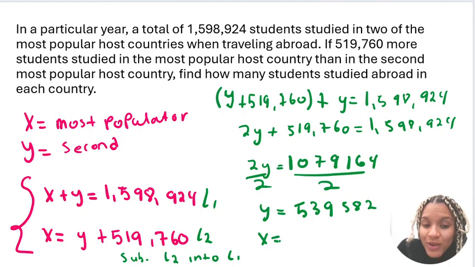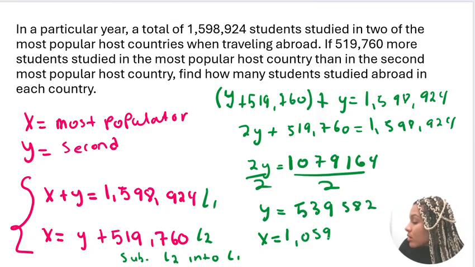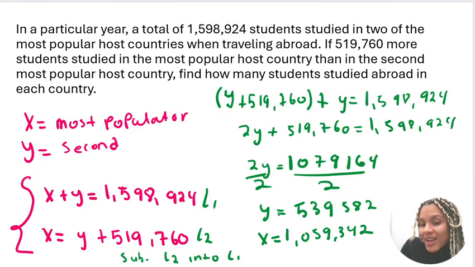Yay! And then to find the second one, we're going to take this, and I am going to use line 1. Because, no, actually, I'm going to use line 2. What am I saying? Line 2. And then I add that. So I add this amount to the 519,760, and that is going to give you a big number too. 1,059,342. Those that went to the most popular and those that went to the second most popular.